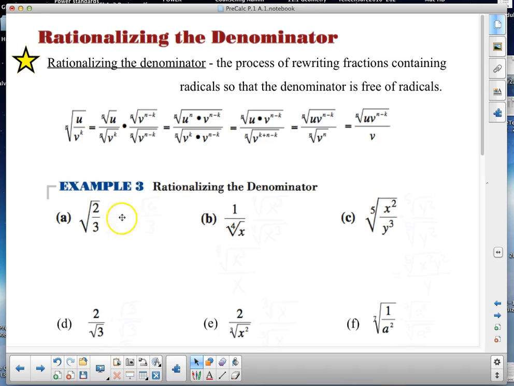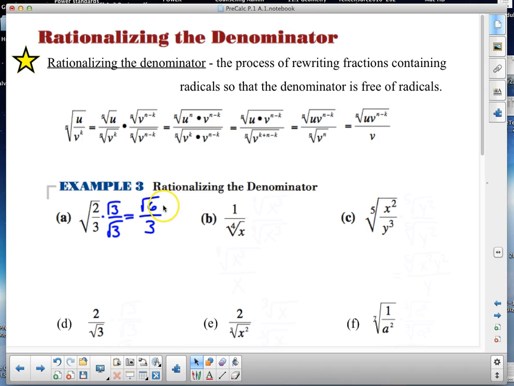So here I've got the square root of 2 over the square root of 3. I'm going to multiply top and bottom by the square root of 3. When I'm done, I'm going to have 3 squared underneath, and it can come out as 3. But up top is the square root of 2 times the square root of 3, and that's the square root of 6.